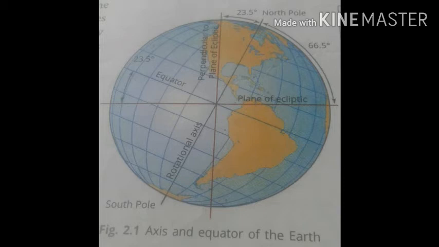Suppose you visualize a plane through the earth's surface halfway between the north and south poles and perpendicular to the earth's axis. We get one reference, that is the equator. The equator divides the earth into two equal parts. The part to the north of the equator is called the northern hemisphere, and the other part to the south of the equator is called the southern hemisphere.